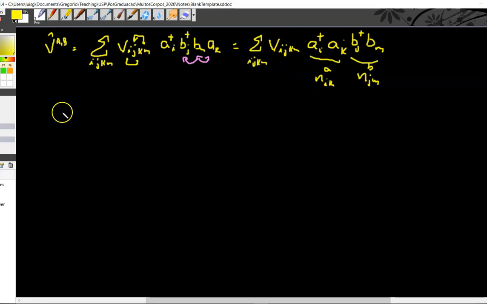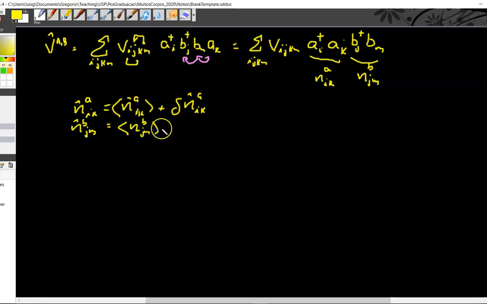And remember, the goal here is to write this in terms of the fluctuations. So I write N_IK of A, the operator, as an average value, an expected value, say over the ground state, which is just a number, plus fluctuations, delta N_IK. Same thing for B: N_JM of B is an expected value of N_JM of B plus delta N_JM of B. And now I reinsert these here and see what happens, right?